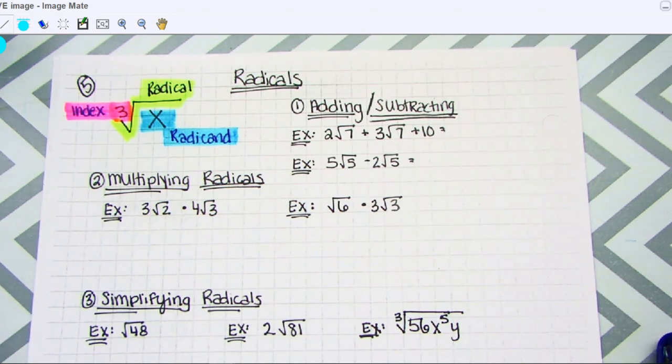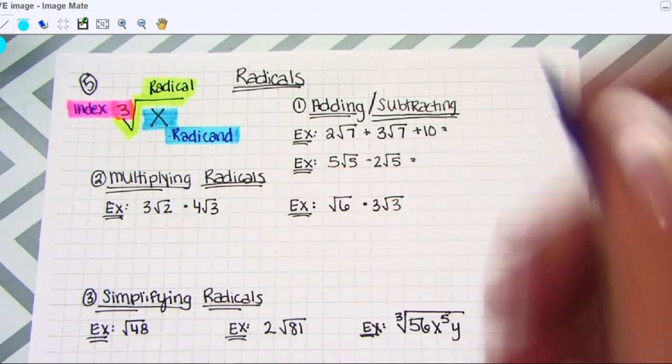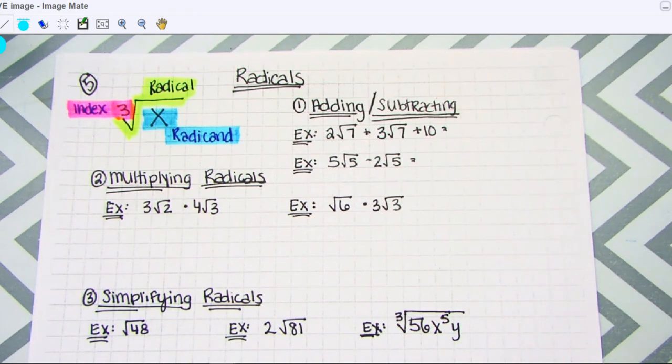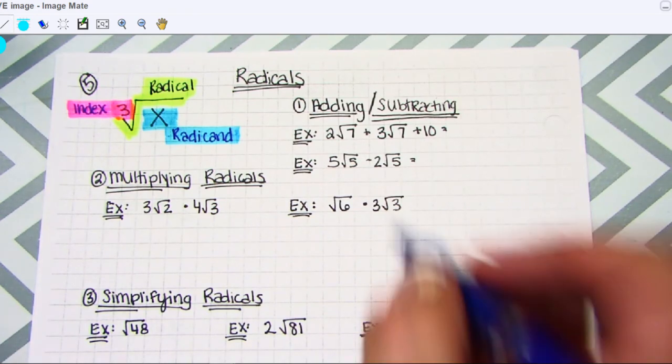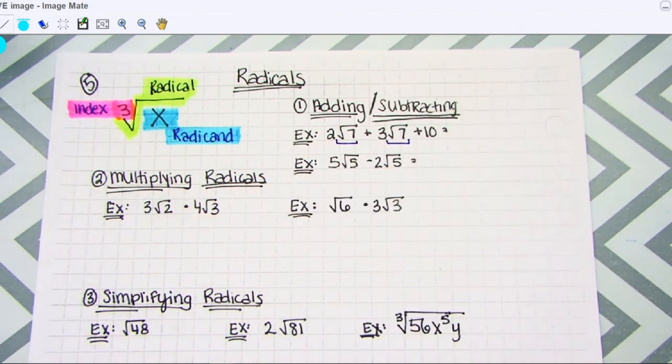When we add and subtract radicals, it is exactly like adding and subtracting variables. In order to add them properly, the radicals have to match. So to add 2 square roots of 7 plus 3 square roots of 7 plus 10, you group them based on the root. We've got the square root of 7 and the square root of 7, making those like terms. So you could technically envision this like 2x plus 3x plus 10.